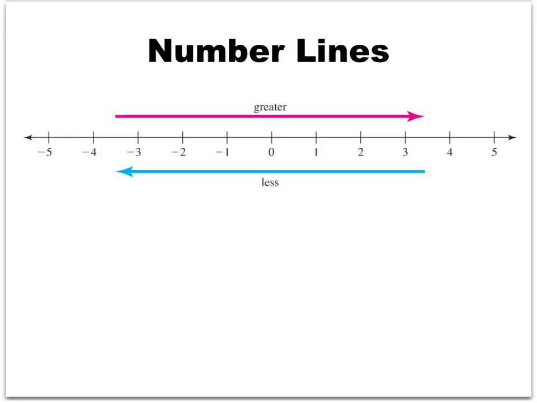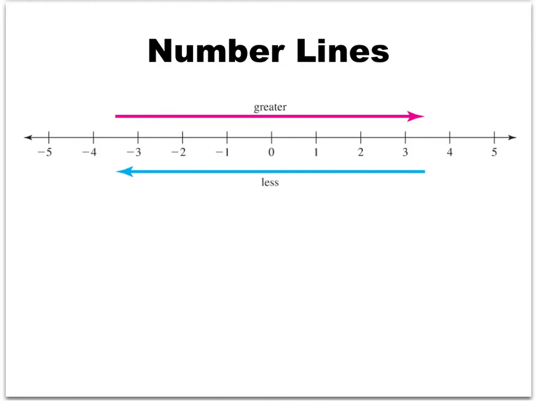Now, that was a method for comparing positive numbers. Let's talk about another method for comparing numbers using number lines. The method here is fairly simple. You plot your number on the number line. A number that's to the right is going to be bigger than a number that's on the left. So larger numbers are going to be on the right, smaller numbers are going to be on the left.